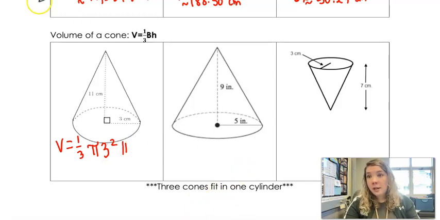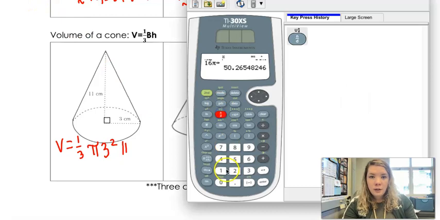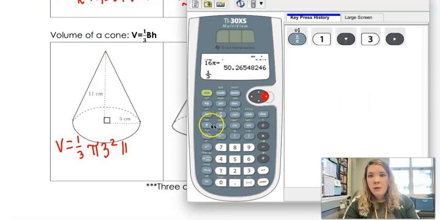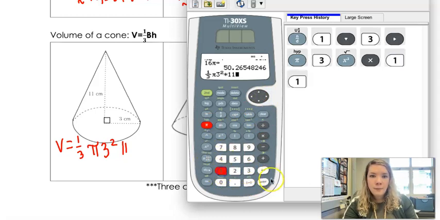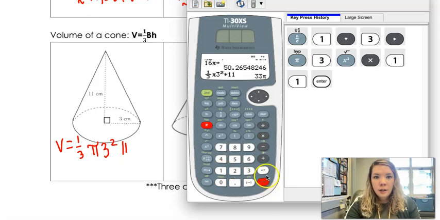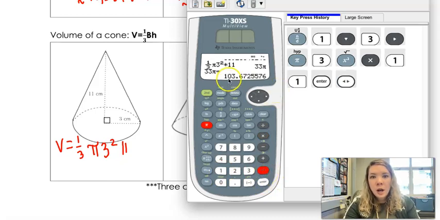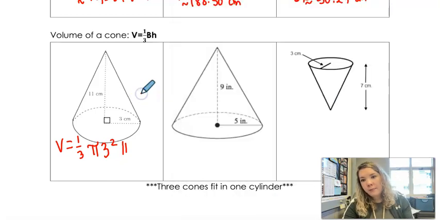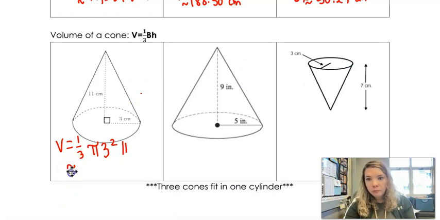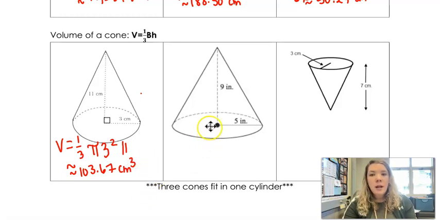Okay, so then we're going to put that in our calculator. So I'm going to start with my 1/3, but the rest is the same. We're going to do pi 3 squared times 11. And then toggle button, 103.67 for this one. Cubic centimeters. Okay. All right.